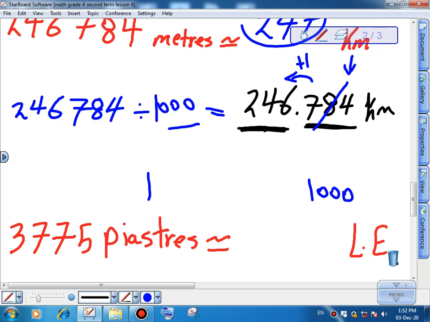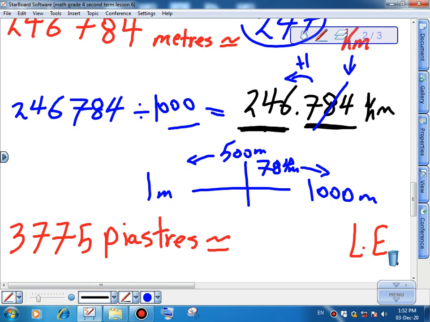1 kilometer has 1,000 meters. The half of this is 500 meters. If I have 500 meters, it is not greater than the half, so I can't approximate to get 1 kilometer. But if I have 784 meters, it is nearer to 1,000 meters, which is 1 kilometer. It is nearer to 1 kilometer than to 0 meters. Okay, so we will add 1 to the units and get 247.